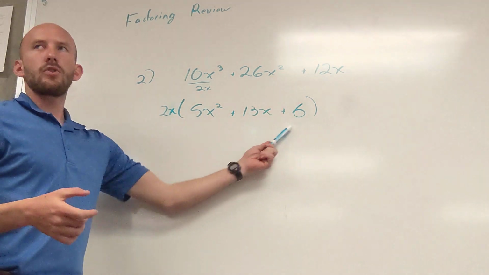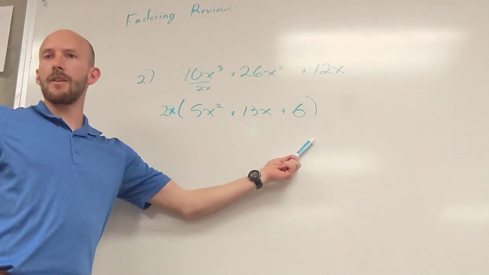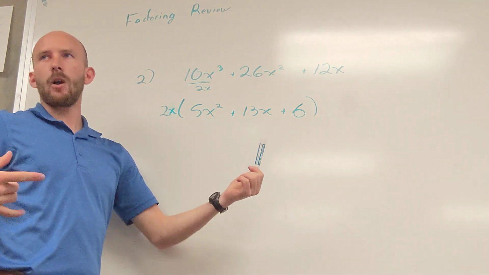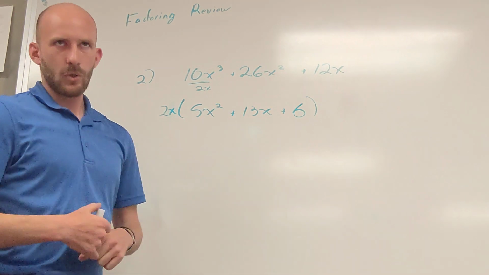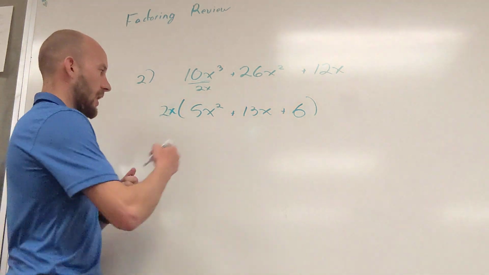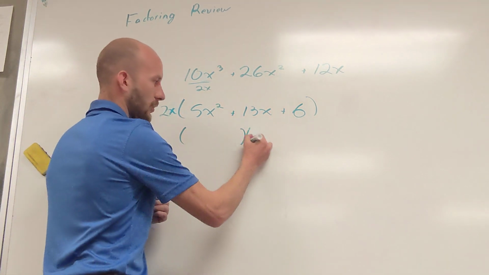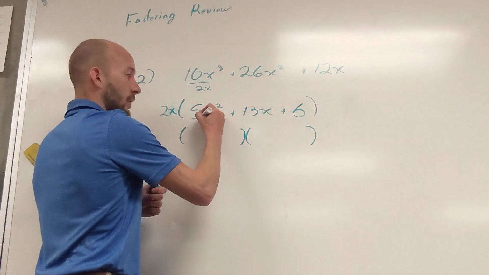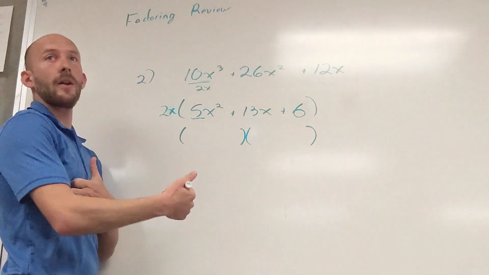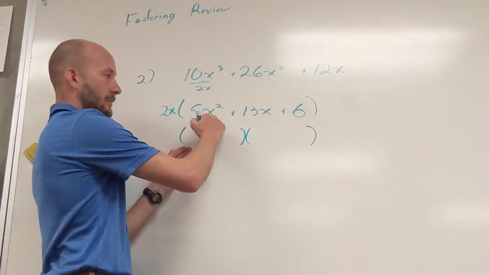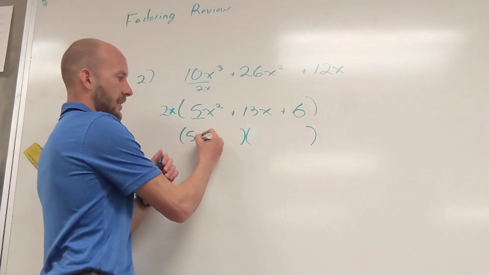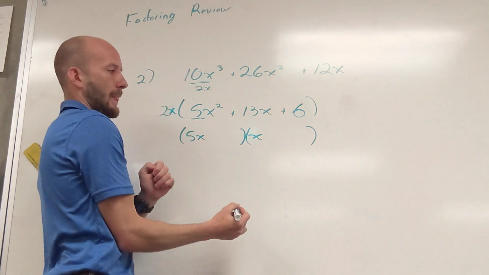So now, check, can I factor this again? So it is a trinomial. Chances are I can factor it, but you're going to need to check. I would go ahead and just set up your parentheses. The leading coefficient is not 1, so I need two things that multiply to be that. So that's going to be 5x and x.